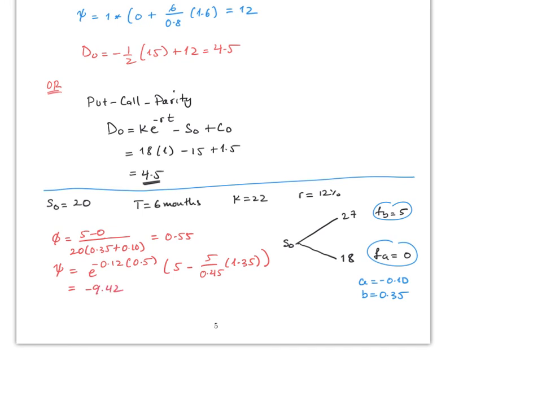Again, you should check all of these values. So therefore, the price of the call, which will be the value of the portfolio at time 0, is going to be 0.55 times 20 minus 9.42, which is equal to 1.58. And that's it.